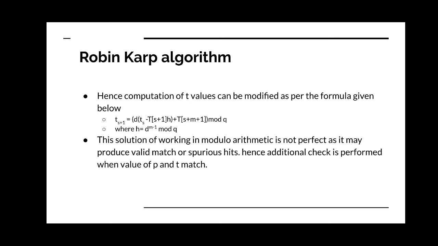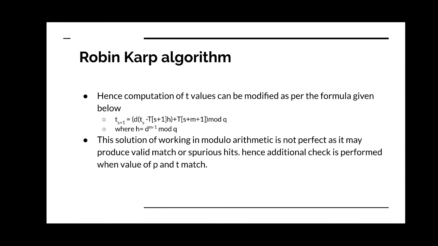T of s plus 1 is d times t of s minus t of s plus 1 into h plus t of s plus m plus 1, the whole in mod q, where h is d to the power of m minus 1 mod q. For decimal alphabets, d will be 10.